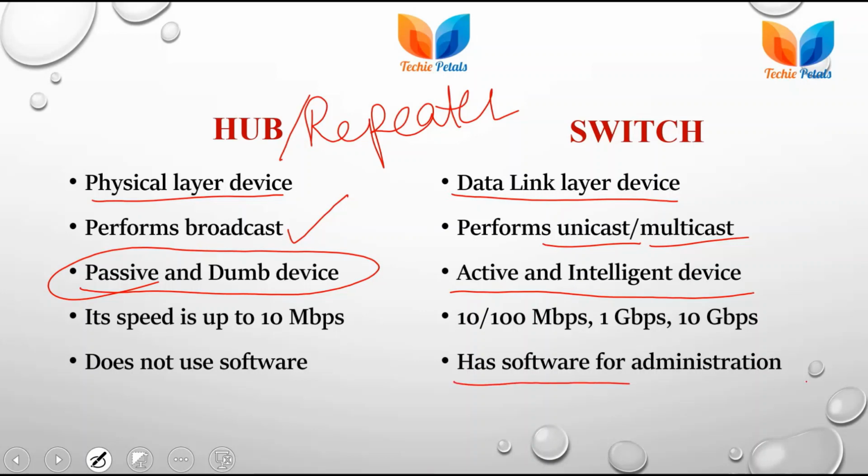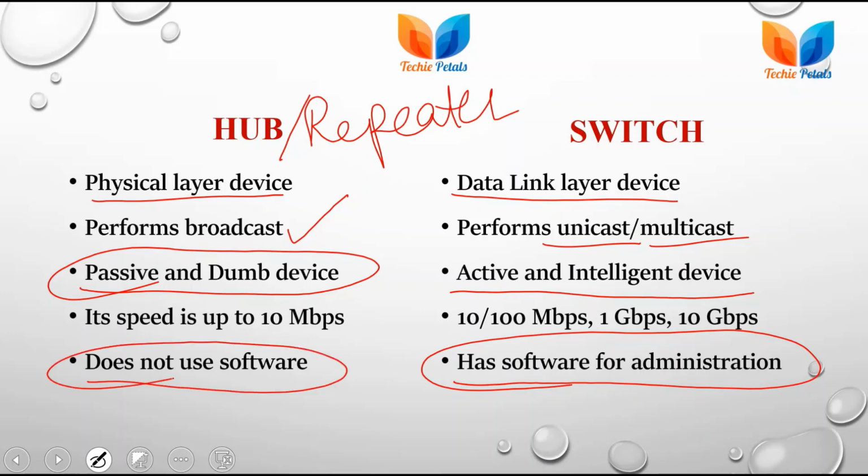So it has some software to administrate the task, but it doesn't use any software, and the speed is limited to 10 Mbps. Here the speed is 10 Mbps, 100 Mbps, or it can go up to 10 Gbps. So these are the basic differences for hub and switch.